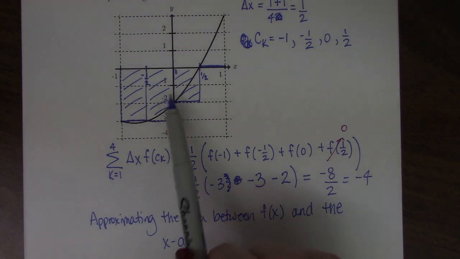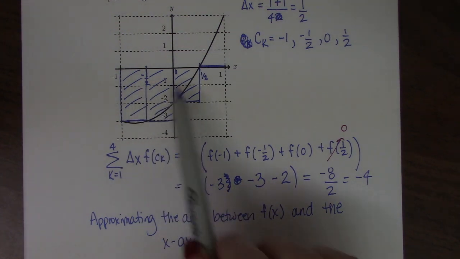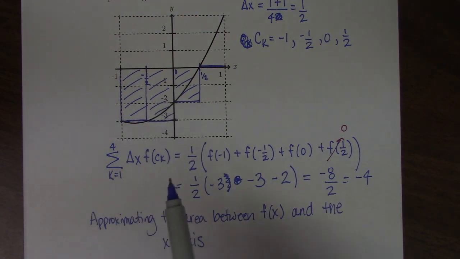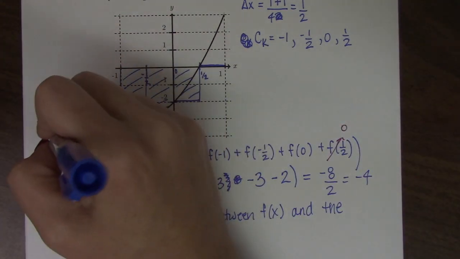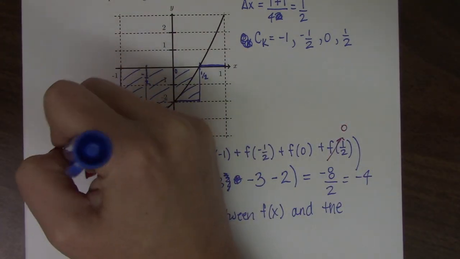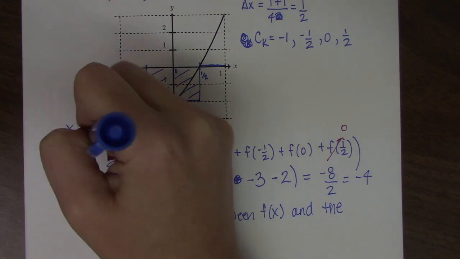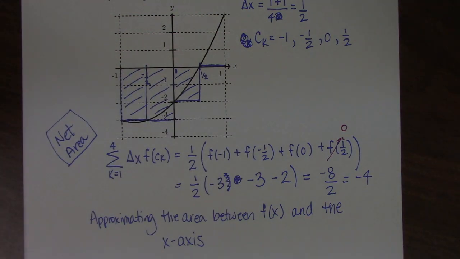We can see that this came out to be negative because these were all the areas under the x-axis. So this was actually approximating the net area. And so this number coming out negative confirmed for us that the area was below the x-axis.